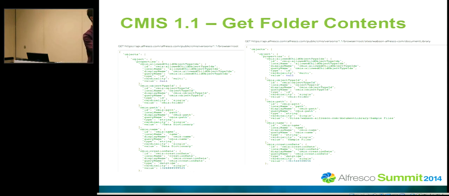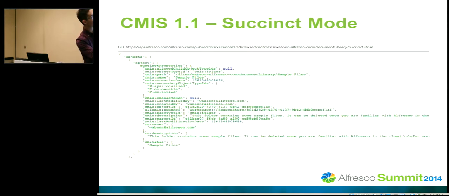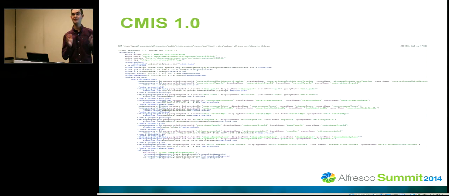Now, CMIS can then be used to build upon that and access content. I've got two folders here. You've got the root folder in company home, and then there's a folder in the document library. CMIS 1.1 also has this succinct mode, which is a little bit shorter, and you've got one property for each property on the node rather than objects for each property on the node.